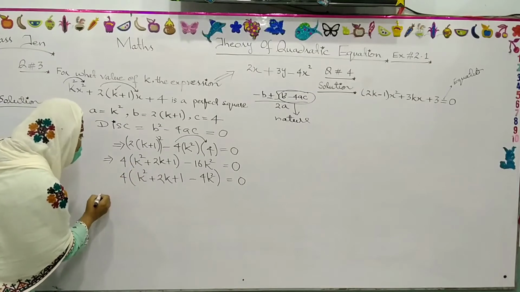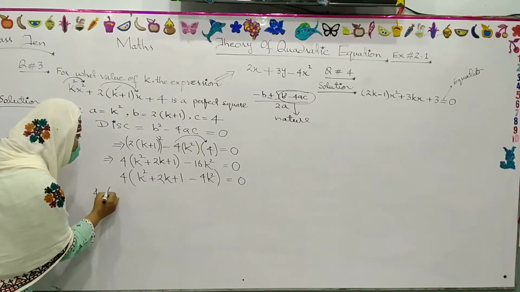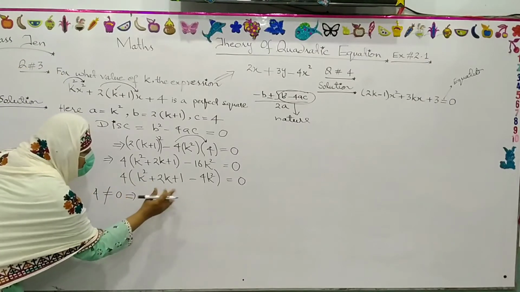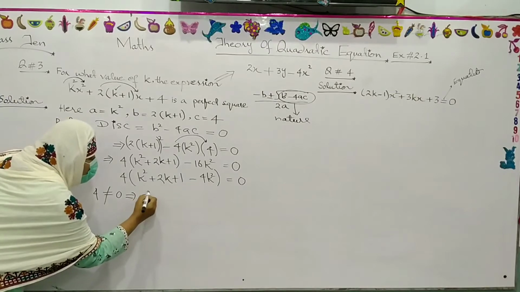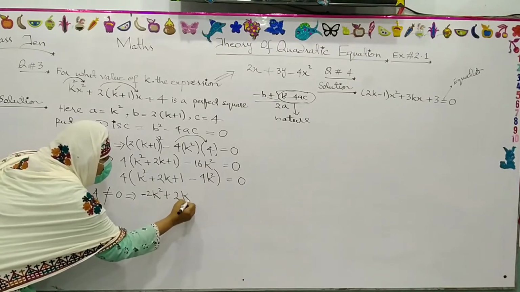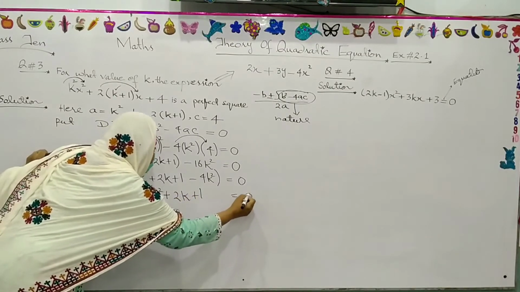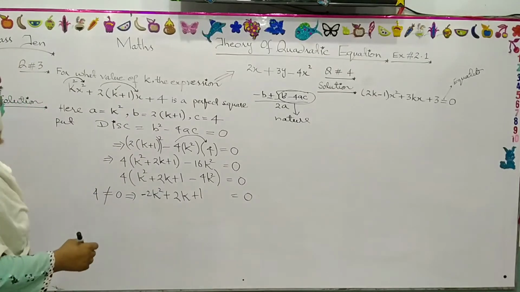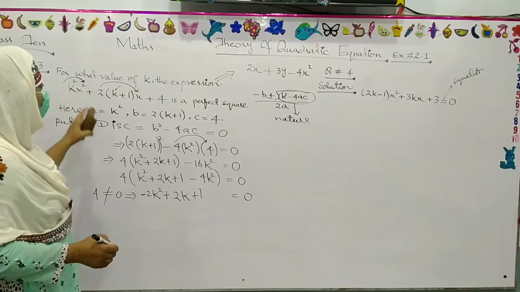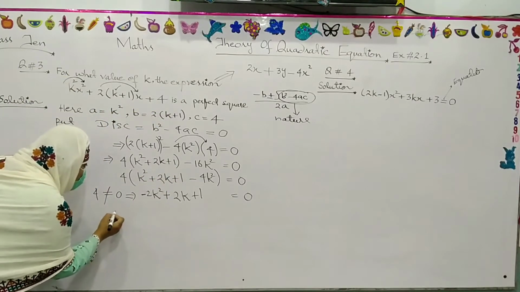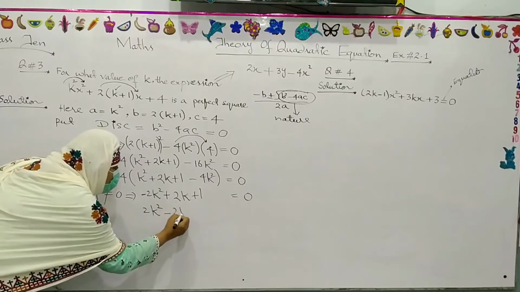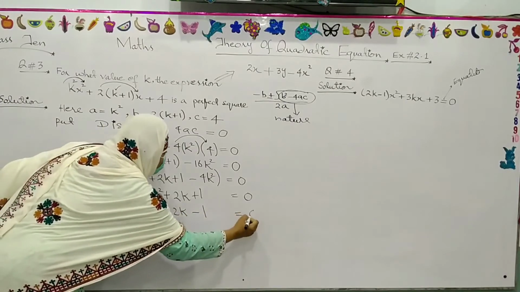Now I solve it as 4 is not equal to 0 because a constant can never be 0, which implies our expression minus 2k square plus 2k plus 1 is equal to 0. Okay students, now I will divide it by minus, it will become 2k square minus 2k minus 1 is equal to 0.